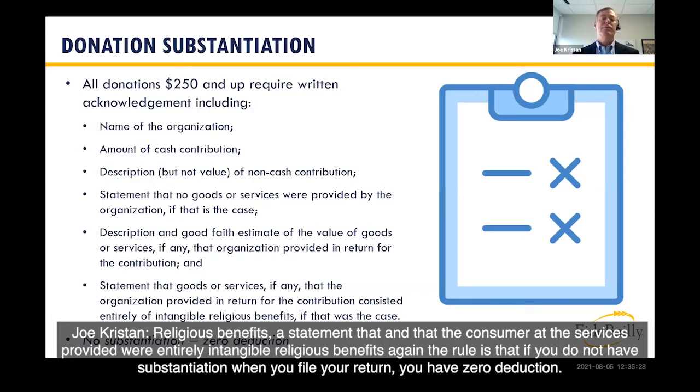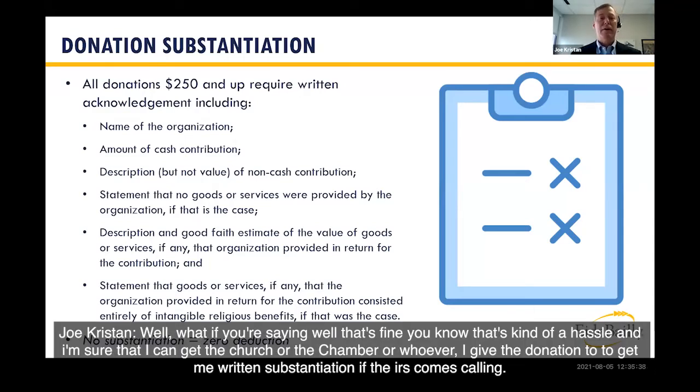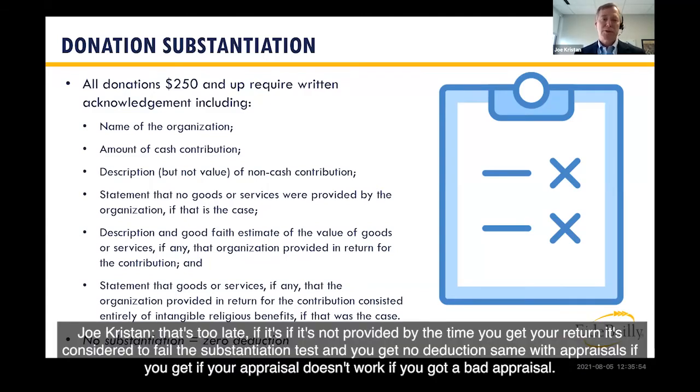Again, the rule is that if you do not have substantiation when you file your return, you have a 0 deduction. Well, what if you say, well, that's kind of a hassle, and I'm sure that I can get the church or the chamber or whoever I give the donation to get me written substantiation if the IRS comes calling. That's too late. If it's not provided by the time you file your return, it's considered to fail the substantiation test, and you get no deduction.